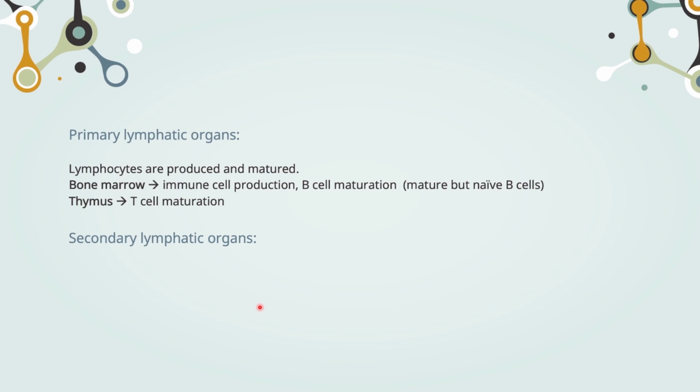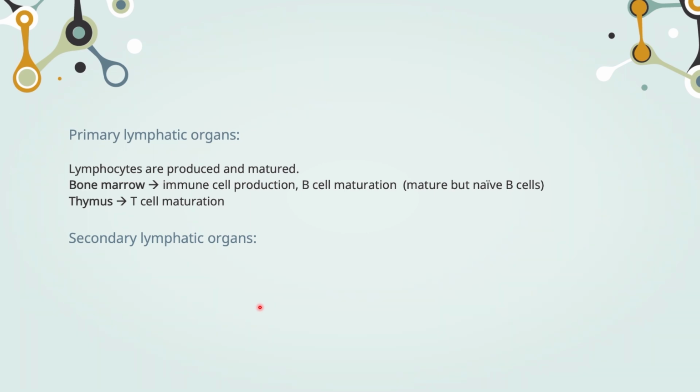Now let's talk about secondary lymphatic organs. The only thing you need to understand about secondary lymphatic organs is that they activate the mature B cell and T cell. When B cells and T cells are matured, they get collected in these secondary lymphatic organs. When they're exposed to an antigen, they are activated and then fully capable of performing their function. And then they differentiate into different types of T cells and different types of B cells. So this differentiation and activation occurs in secondary lymphatic organs after being exposed to an antigen.